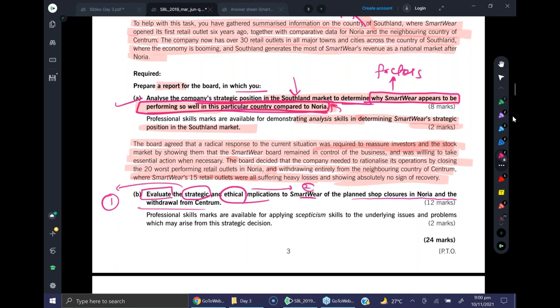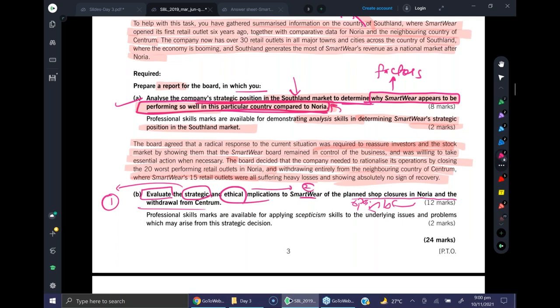So this is the type of requirement where we should work really carefully to get maybe full marks, easy marks. So there are 12 marks. I'll be discussing 6 points at least, or maybe more, depending on how many I can think of. But the balance of strategic issues and ethical issues needs to be maintained.